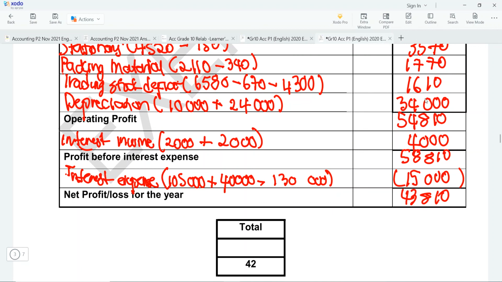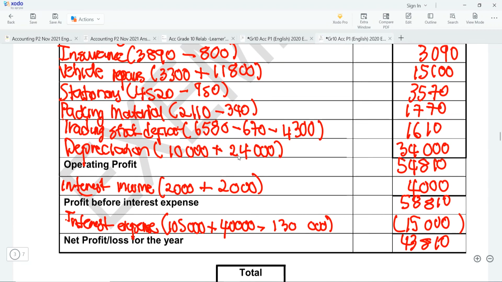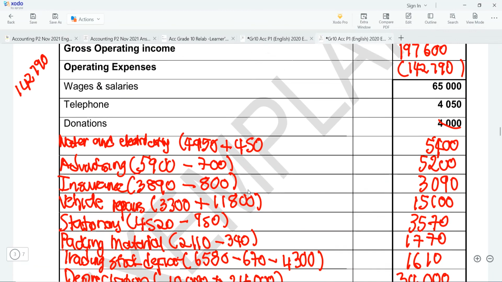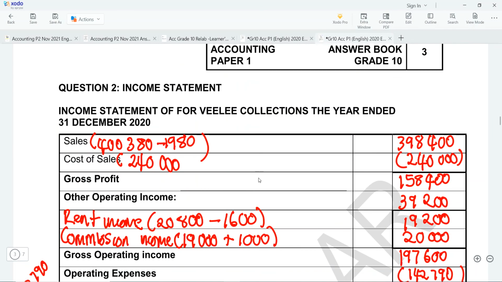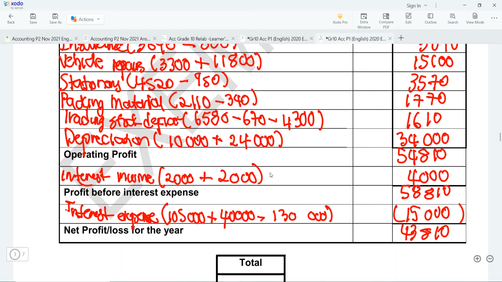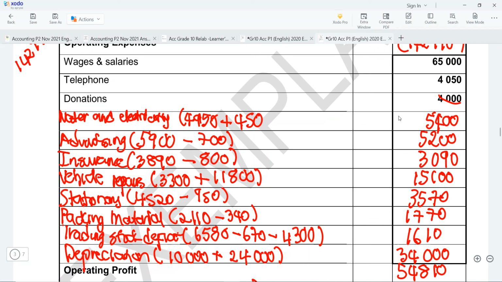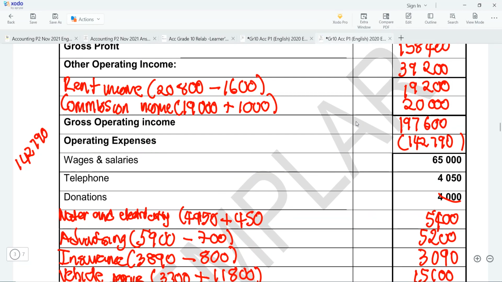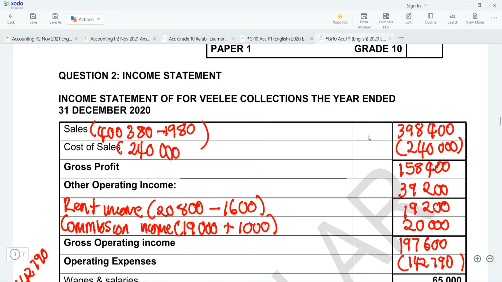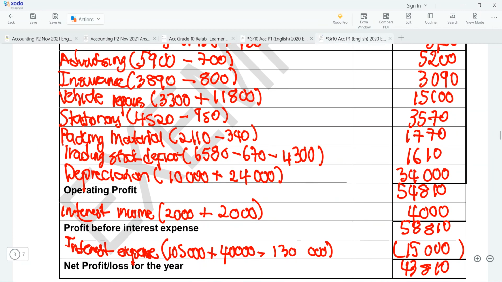I would have loved to show you guys the memorandum, but I will just try and see if I can open it now. But this is roughly how you're supposed to do an income statement. And even if you make a mistake somewhere, you will still be able to get some marks. But because this is my first lesson on the income statement, I was just showing you how to do it. Okay, I'll then go and check if I can open a memorandum.